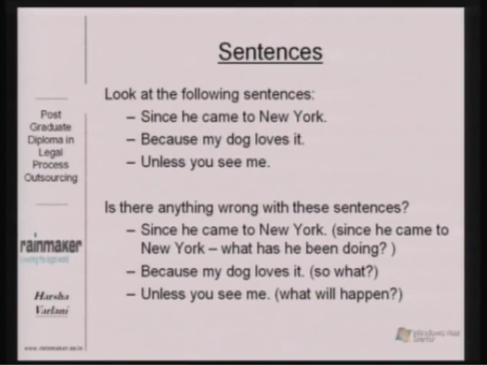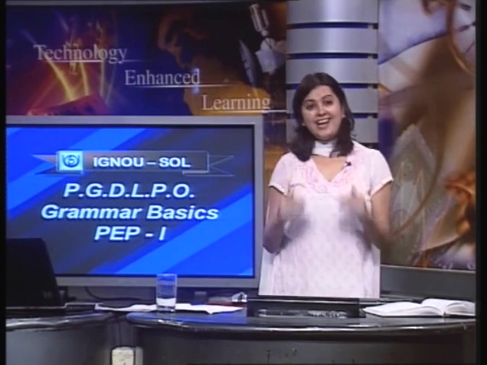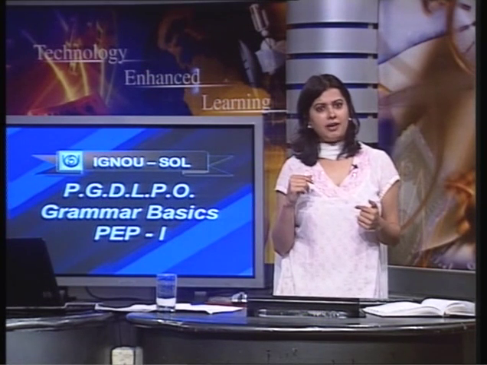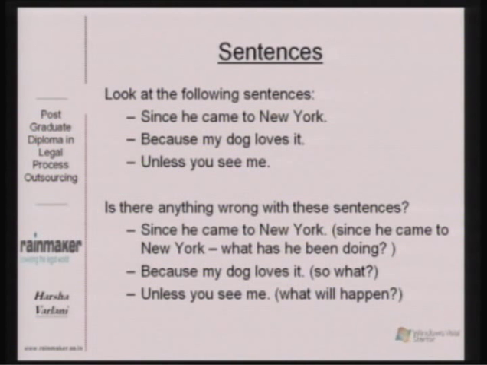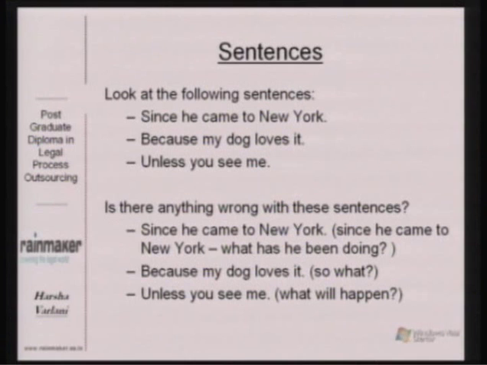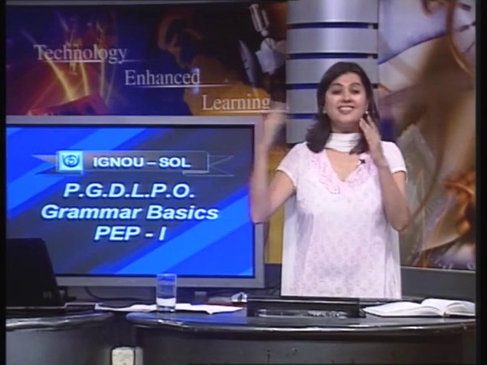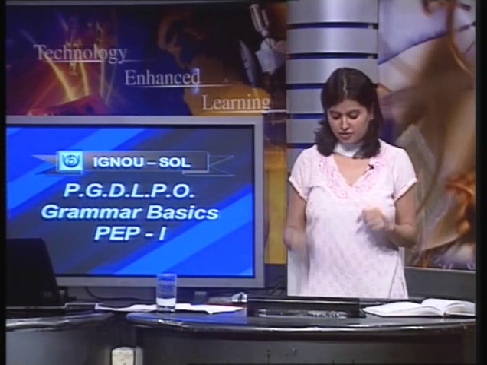So that means the communicator has not effectively communicated everything to you, right? Because at the end of that particular sentence, there is still a question mark in your mind. Since he came to New York, so what? The next sentence, because my dog loves it. Again, what does your dog love? So what if your dog loves it, right? Again, it leaves a question mark. Unless you see me, what will happen? So these are sentences that give a vague imagination to you. You can think of anything at the end of the sentence. It does not give you a complete picture.